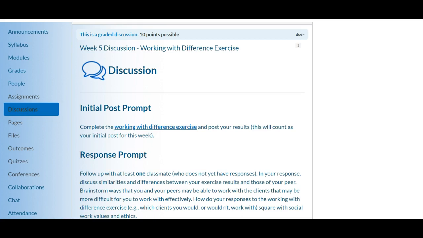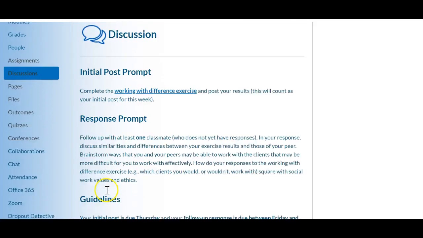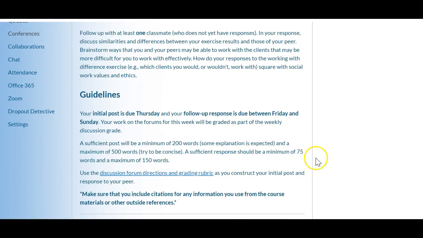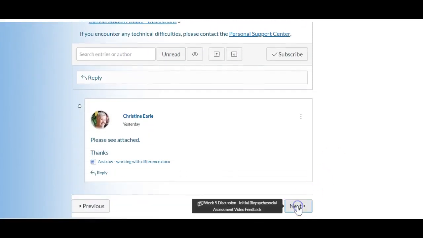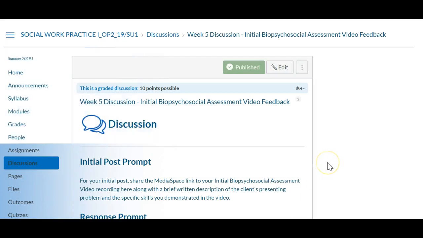You'll follow with one classmate who does not yet have responses. You'll discuss similarities and differences between your exercise results and those of your peers. And you'll brainstorm ways that you and your peers may be able to work with the clients that may be more difficult for you to work with effectively. How do your responses to the Working with Difference exercise square with social work values and ethics? An initial post is due Thursday, and a follow-up due between Friday and Sunday. And as you can see, someone has already gotten started, which is great.